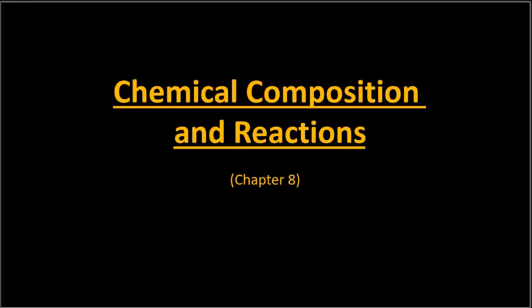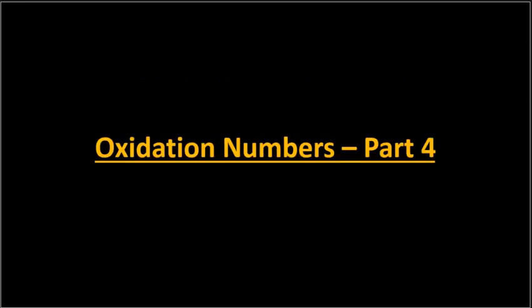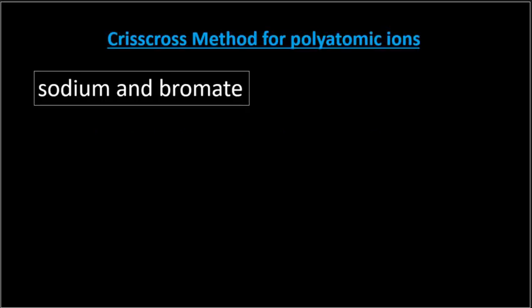We are talking about oxidation numbers, part 4. Today's topic is going to be determining the chemical formula for polyatomic ions by using their oxidation numbers. We're going to start with the two elements of sodium and the polyatomic ion bromate.